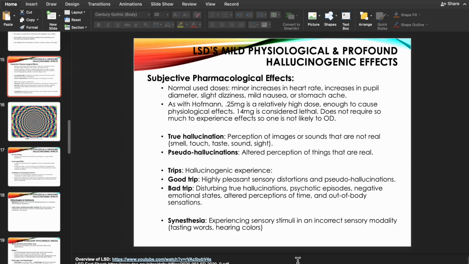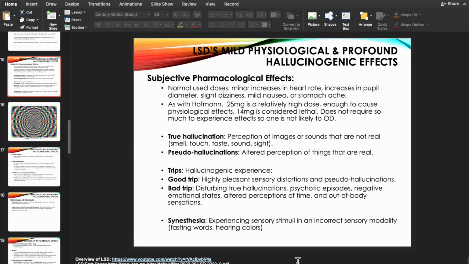Someone taking a normal dose of LSD may experience very small increases in heart rate, pupil diameter, minor dizziness, mild nausea, or stomach ache. Remember Albert Hofmann, the chemist who accidentally discovered LSD? Well, he took 0.25 milligrams, which was a high enough dose to cause physiological and hallucinogenic subjective effects, but a safe enough dosage that didn't cause a hangover. So you should read about his experience on slide 381.